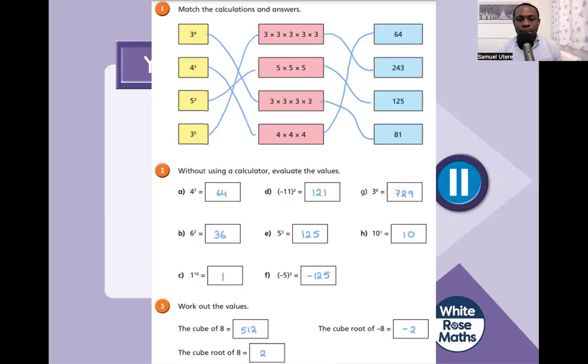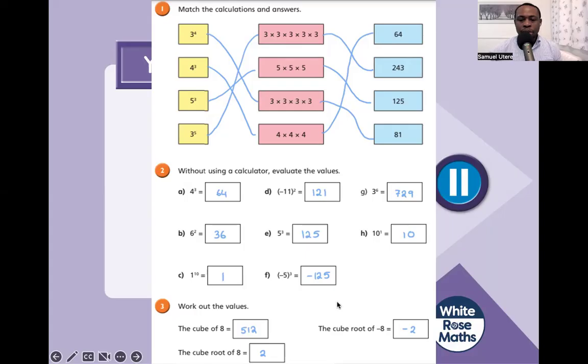So the cube of 8 means 8 times 8 times 8. The cube root of 8, you should use your calculator to do that. You can use your calculator to do that. The cube root of negative 8 is negative 2.